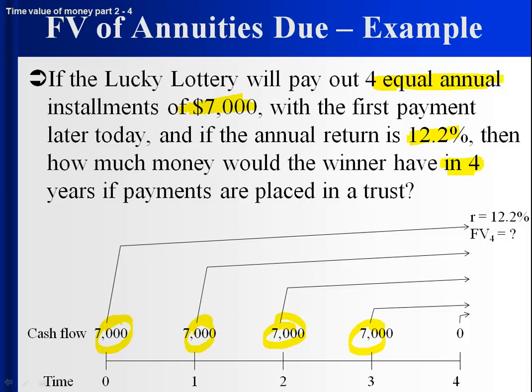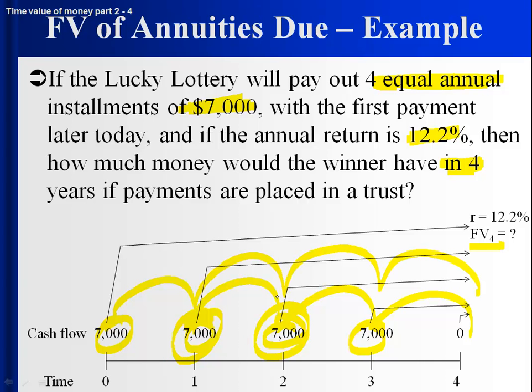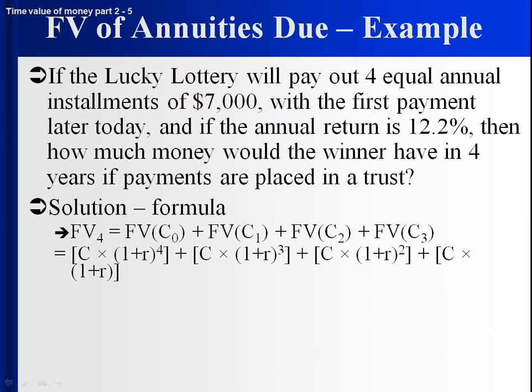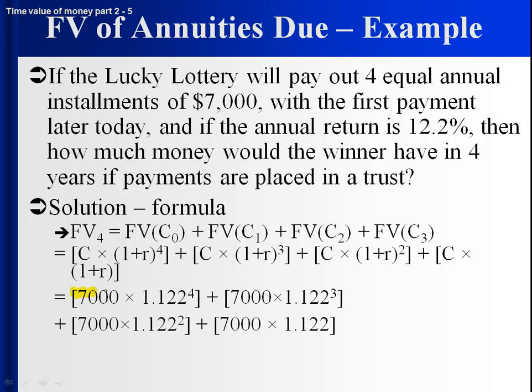We'll do it with the calculator in a second, but what it really is: 7,000 times 1.122 to the fourth. Then you get this second payment, and it would compound in 4 years to 7,000 times 1.122 to the third, plus 7,000 times 1.122 squared, plus 7,000 times 1.122. We'd make that last $7,000 payment, say we'll see in a year, and that's when we would collect our funds. So $7,000 that compounds for 4 years, for 3 years, for 2 years, and for 1 year.